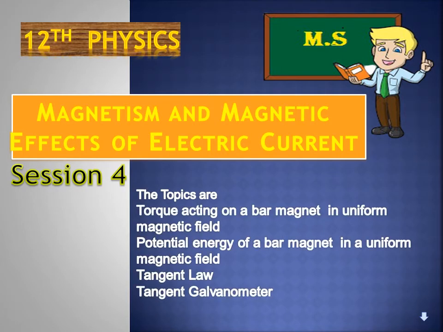Today we are going to see the important topics: torque acting on a bar magnet in a uniform magnetic field, potential energy of a bar magnet in a uniform magnetic field, tangent law, tangent galvanometer, and magnetic properties. Come, let's see what we have today.